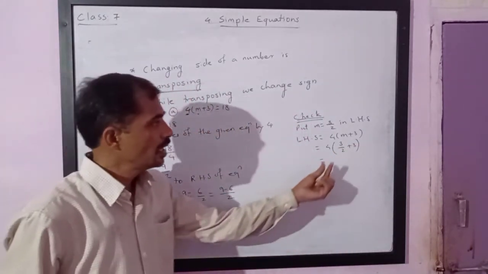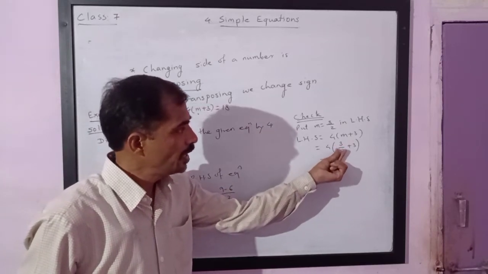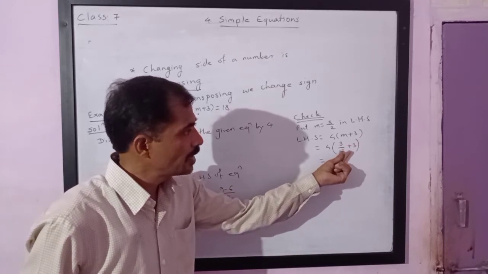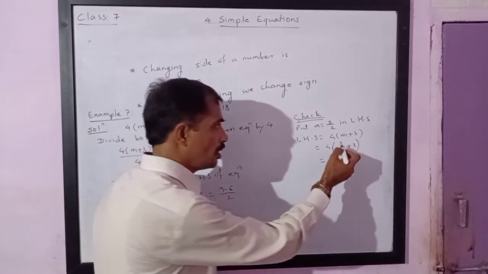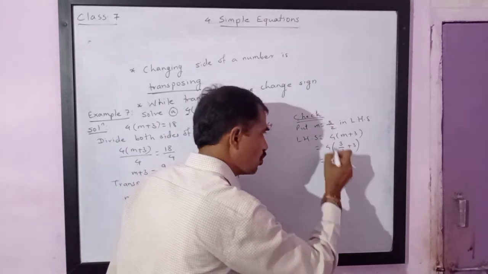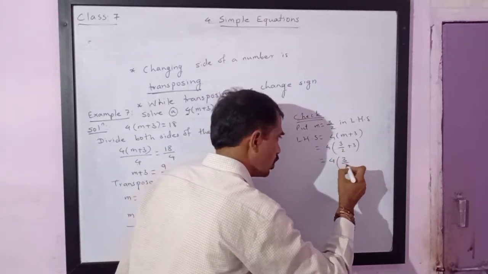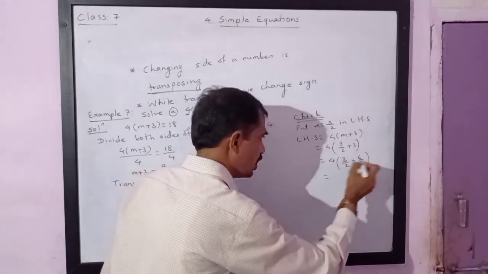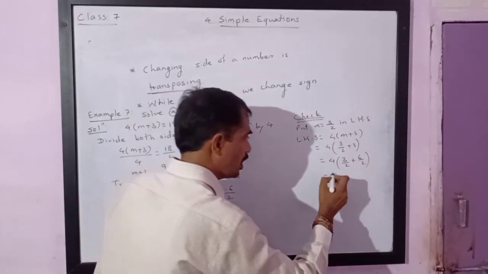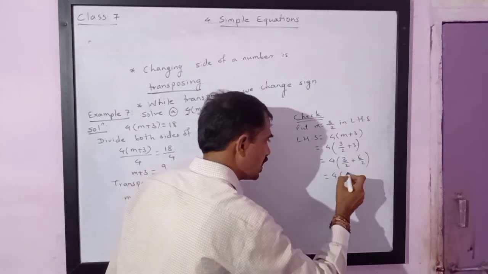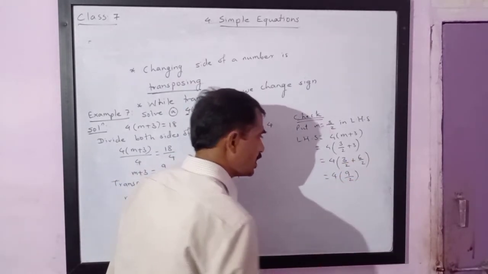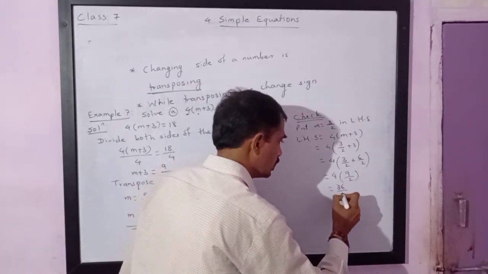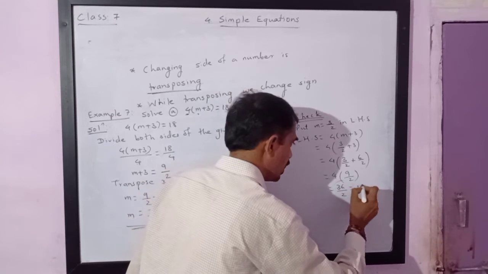Please try to understand. Here the denominators are not the same, so we need to make the denominator the same. We keep 4 outside as it is. First we solve the bracket, so this will be 3 upon 2 plus 6 upon 2. Now we can do the addition of the fractions since the denominators are the same. 3 plus 6 is 9. The denominator remains the same. So this is equal to 4 times 9, that is 36 upon 2, and 36 upon 2 is equal to 18.